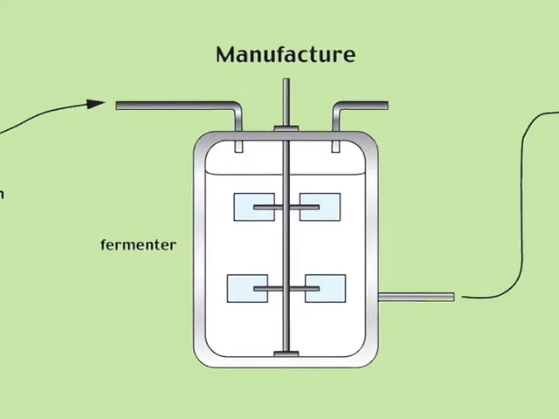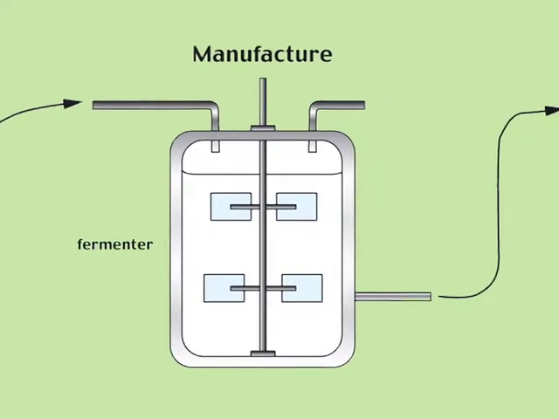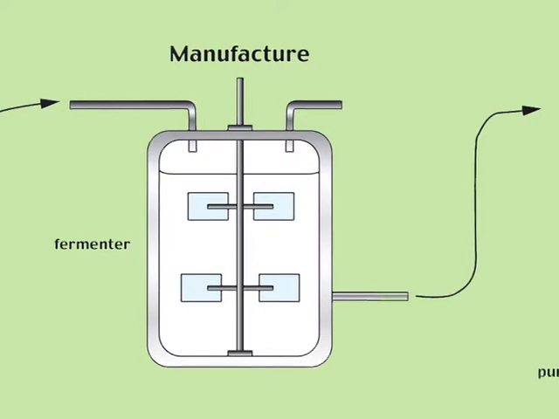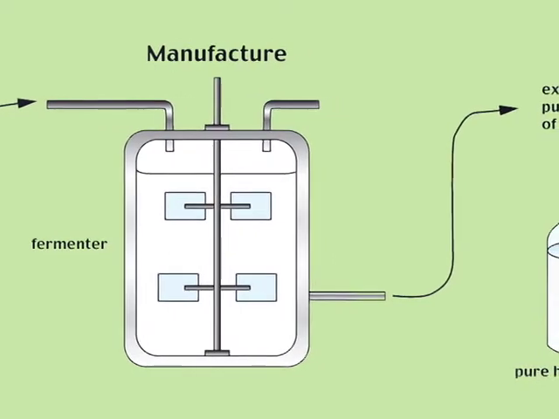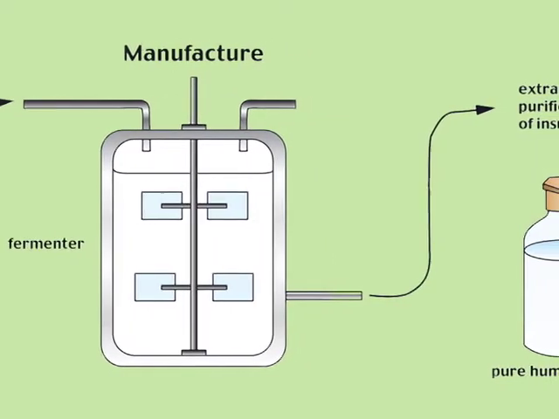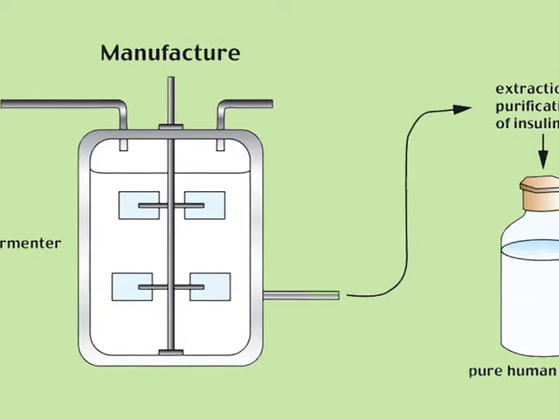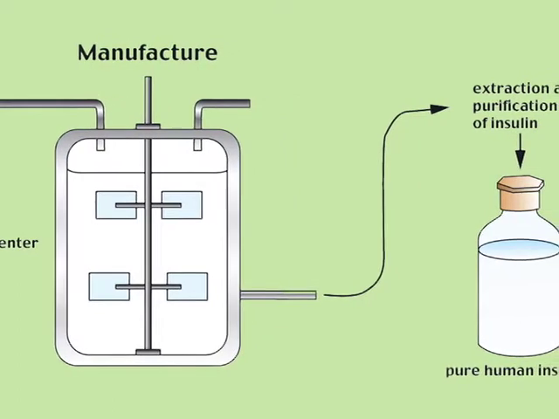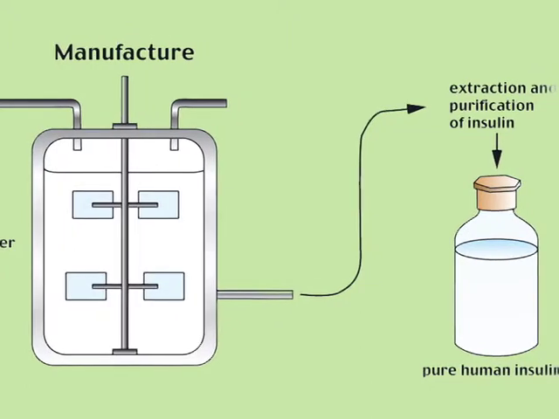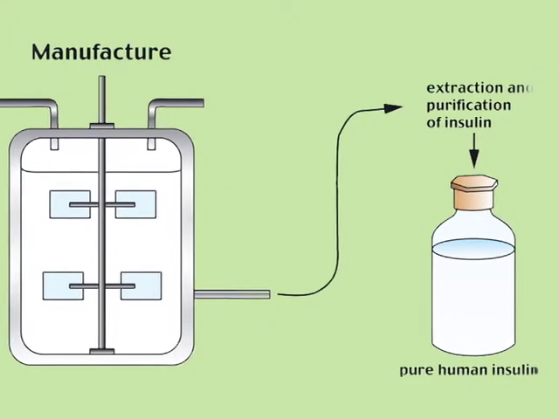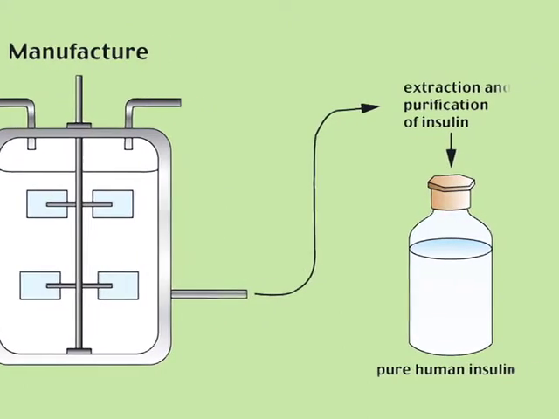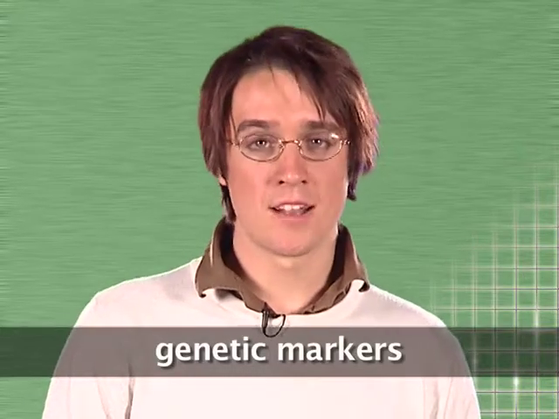The bacteria are also given heat shock treatment, a short period on ice followed by a short period at 40 degrees C, and this helps them take up the genetically engineered plasmids. We need to know that the bacteria we are going to culture to produce the insulin have actually taken up the plasmids with the insulin gene. To do this, we use genetic markers.